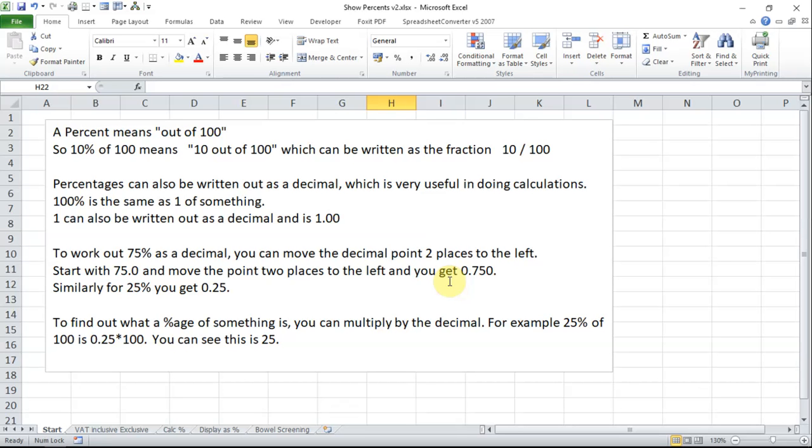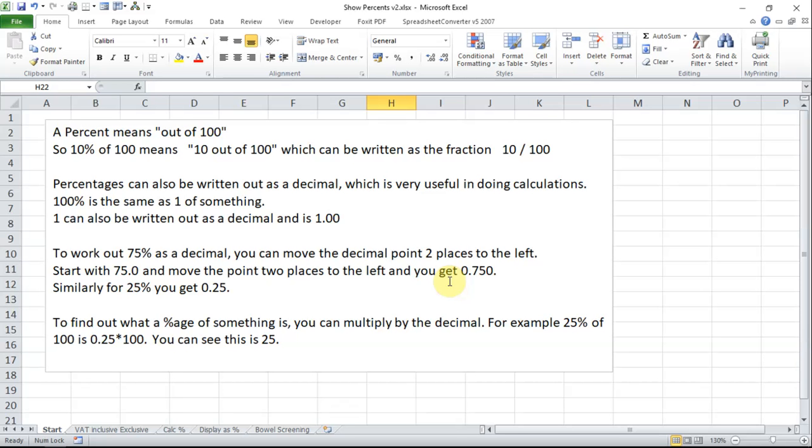Another way to convert 75% into a decimal is to simply move the decimal point 2 places to the left. So if you start off by writing 75.0 and move the point 1 place to the left, you see it's 7.50, and move it again to the left and you get 0.75. And this works the same in reverse. If you know the decimal, you can work out the percentage by moving the decimal point to the right.